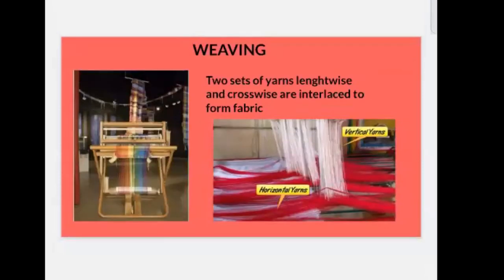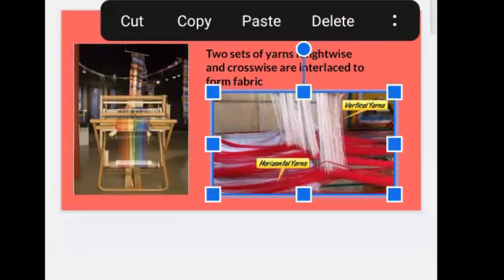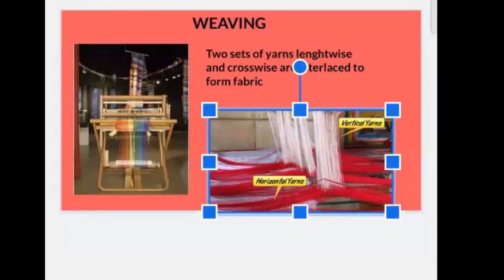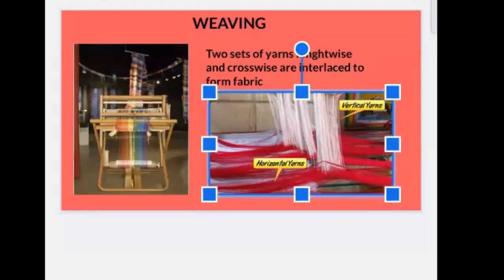The next process is called weaving. Two sets of yarn, lengthwise and crosswise, are interlaced to form fabric. You can see in the second picture some sets of yarn pass horizontally and some sets of yarn pass vertically, and hence an interlocking or crisscross procedure is done. This procedure is called weaving. This is mostly done on handloom and power loom.